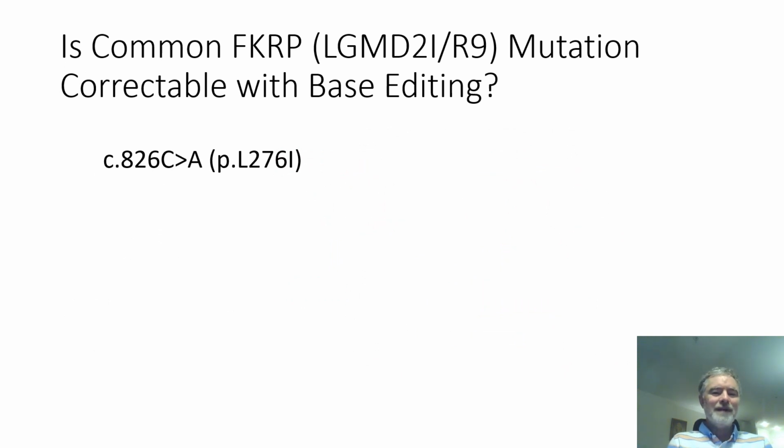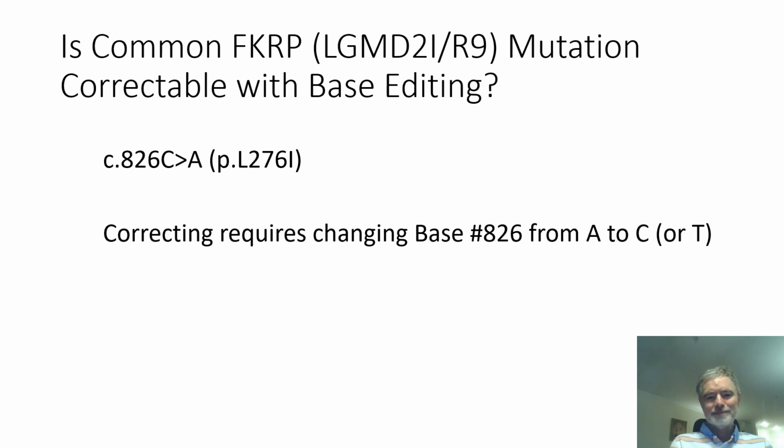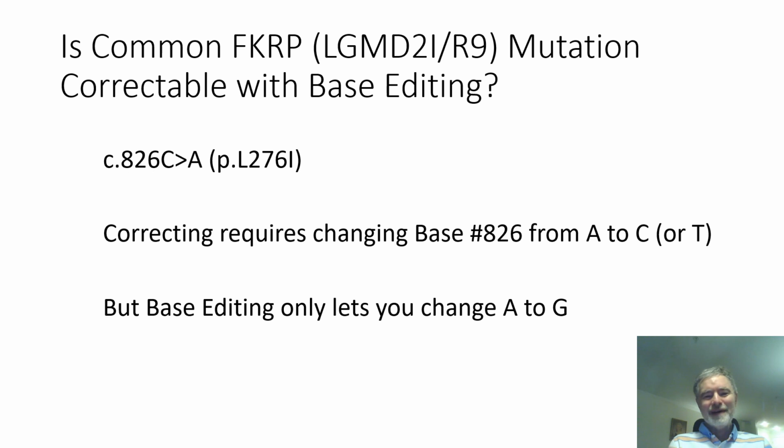Okay, so we'll go over a common mutation in the FKRP gene, which is responsible for LGMD2I, or in the new nomenclature, R9. And this is actually by far the most common single mutation in limb-girdle muscular dystrophy. What this is, is a C to an A at a certain location in the DNA sequence, which causes amino acid number 276 to change from leucine to isoleucine. However, base editing only lets you change an A to a G.